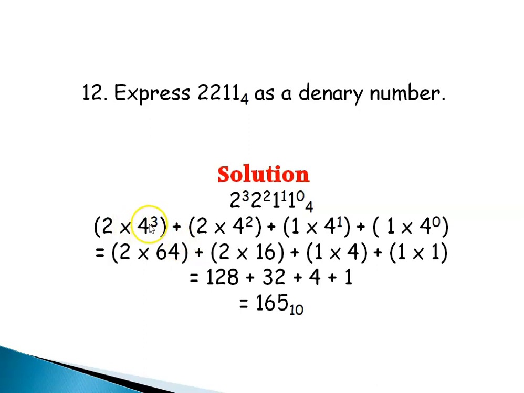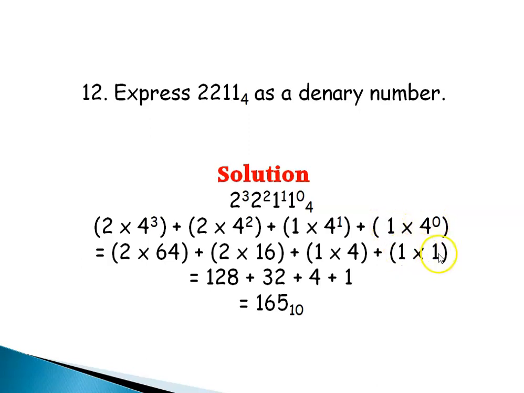Alright. The next thing is, what is 4 raised to power 3? That is 4 times 4 times 4. That's 64. So 2 times 64. 4 times 4, 16. 2 times 16. 4 raised to power 1 is still 4. 1 times 4. Now, any number raised to power 0 is 1. So even if I have 22 raised to power 0, it's still 1.